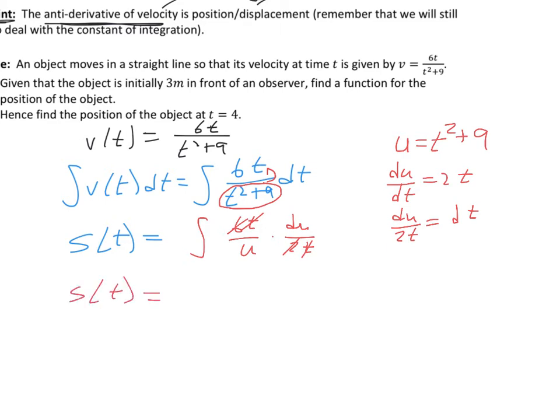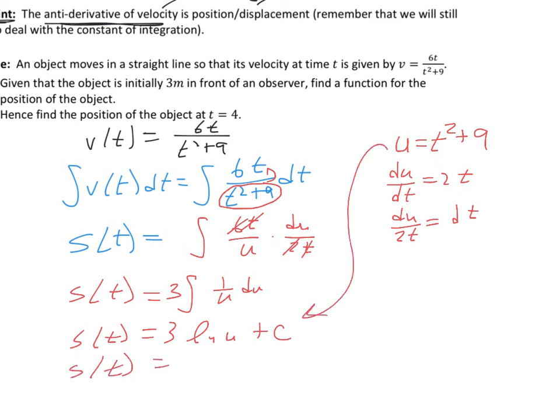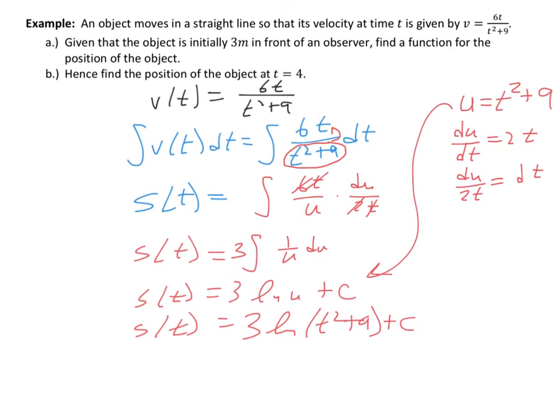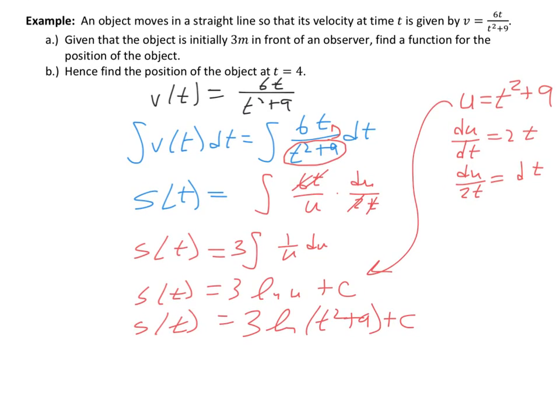I'm getting that s of t, my position function, I still haven't actually done this yet. This is 3 times the integral of 1 over u du. Oh, cool. That means that s of t is 3 natural log u plus c. And then at this point, I can plug this u back in. 3 natural log of t squared plus 9 plus c. So I sort of move to the side to figure that out, right?